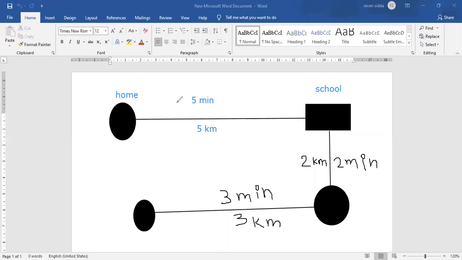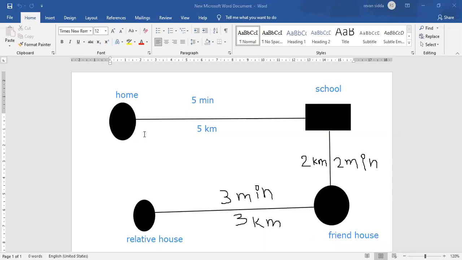Now, suppose the distance from home to school is 5 kilometers, and from school to one of your friend's houses it is 2 kilometers. You have taken around 2 minutes to cover the distance from your school to your friend's house. And from your friend's house, you went to your relative's house. The distance is 3 kilometers, and you have taken around 3 minutes.